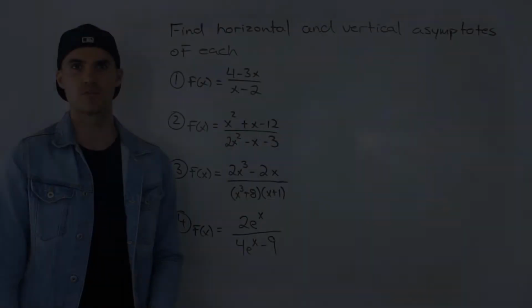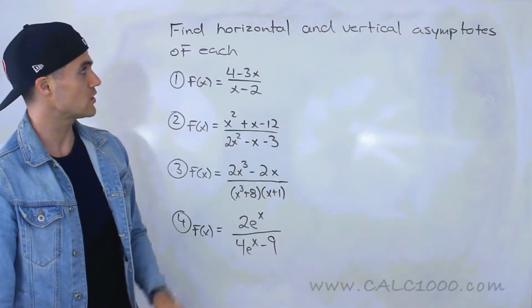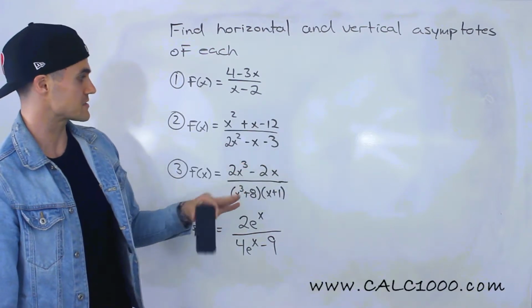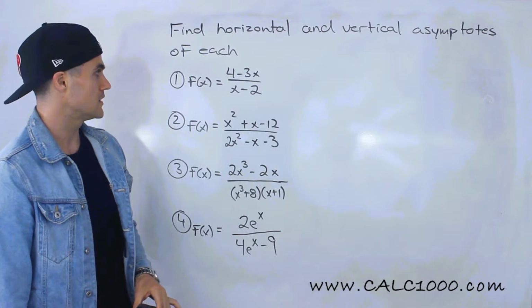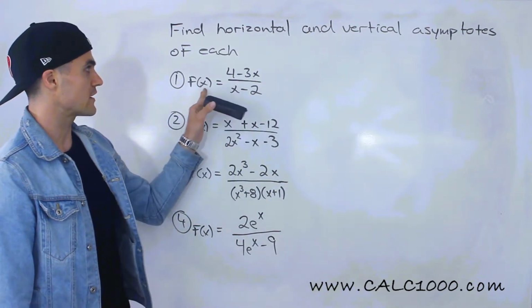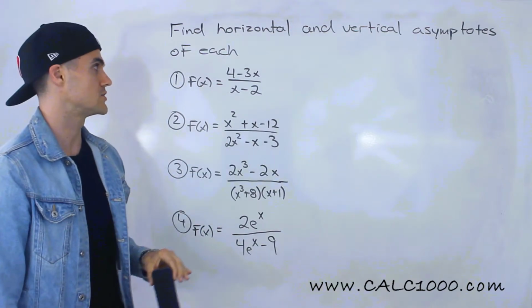Welcome back, everyone. Moving on to another example over here. We have to find the horizontal and vertical asymptotes for each of these functions here. So starting with number one, we got f of x equals 4 minus 3x all over x minus 2.